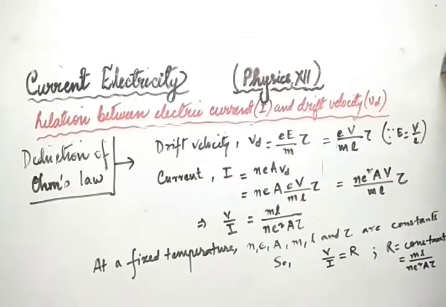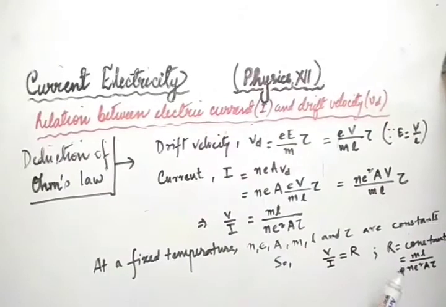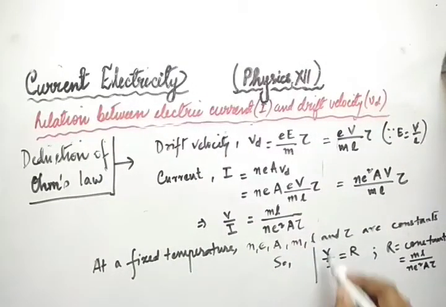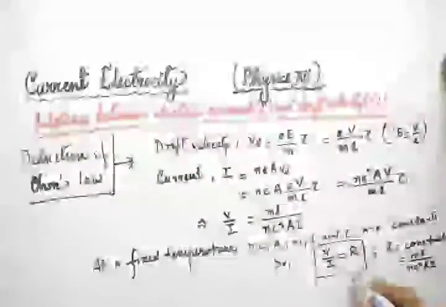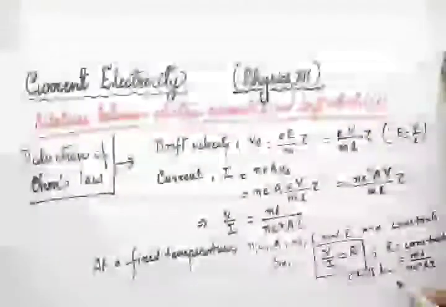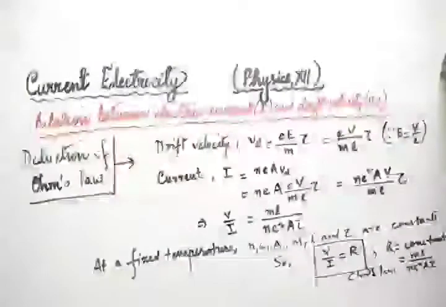Okay, and we all know this R is known as the resistance. This constant is known as resistance. So what we get? We get Ohm's law from here. Okay, so this is our Ohm's law. So therefore Ohm's law is proved with the help of drift velocity and current.